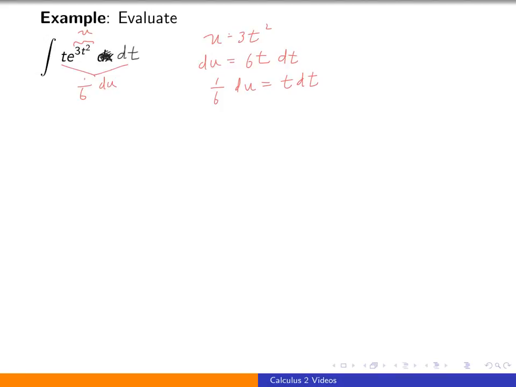So once again, the integral may look a bit difficult to get started, but once we see the substitution, it very quickly turns into a reasonable integral. The antiderivative of e to the u is simply e to the u. And then we resubstitute in that u is 3t squared.